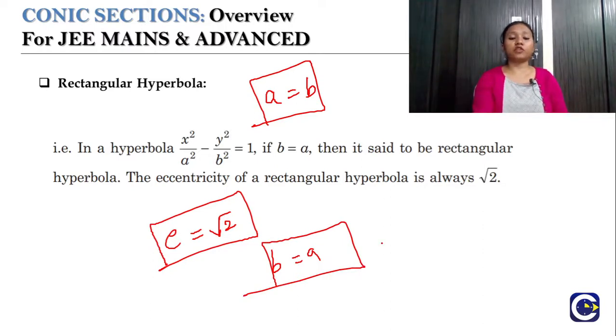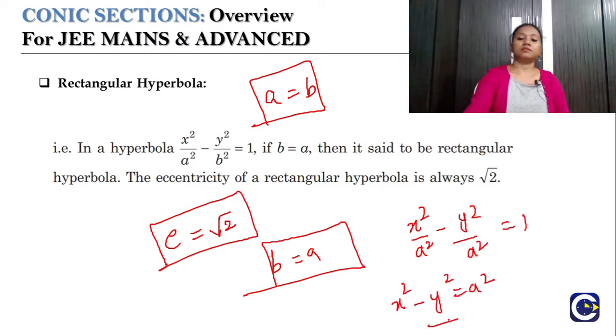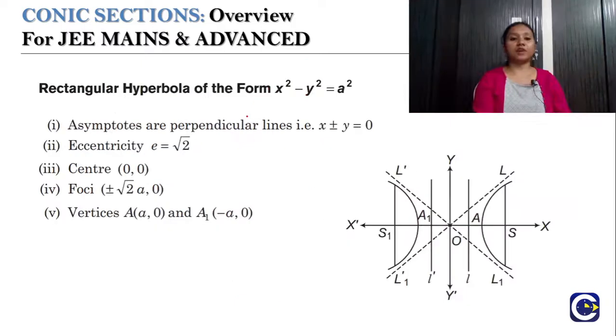That means what will be our equation of a rectangular hyperbola? x square by a square minus y square by a square is equal to 1. That means x square minus y square is equal to a square. So this is our equation of the rectangular hyperbola. You can see here the angle between the asymptotes will be 90 degrees. Right, so here this hyperbola is a rectangular hyperbola.